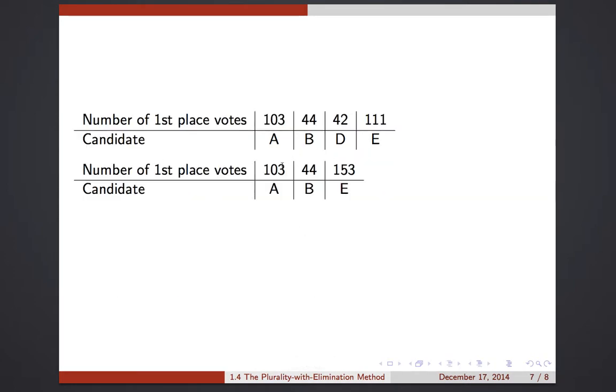And now we got, as a result, after his votes were redistributed in that second runoff election, this result, where E has 153 compared to B's 44 and A's 103. So E is now declared the winner since he is the first person to achieve a majority of first place votes. Okay, so that's how this method works. It's essentially, as I've said many times now, simulated runoff elections until somebody gets a majority of first place votes.